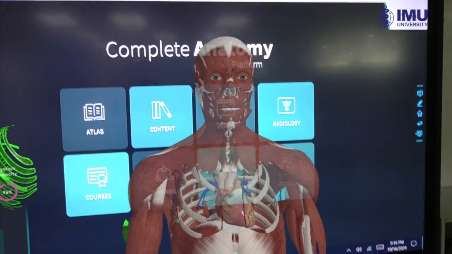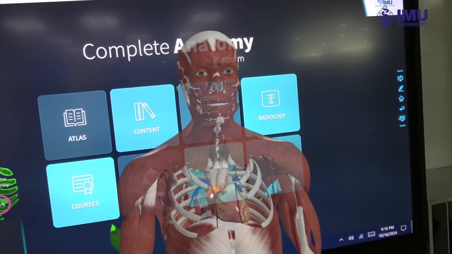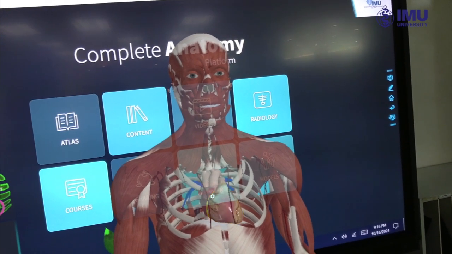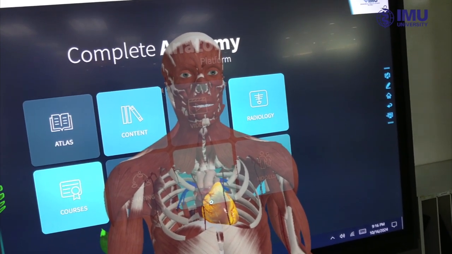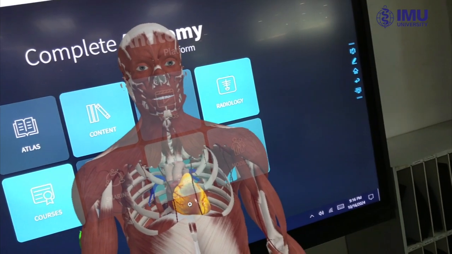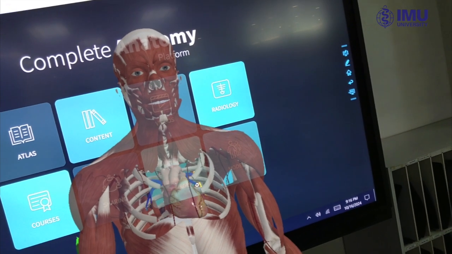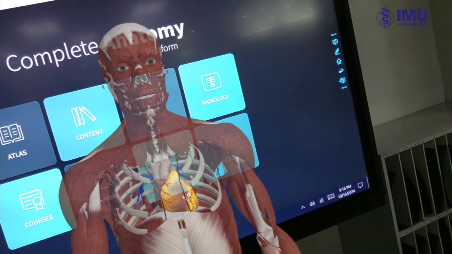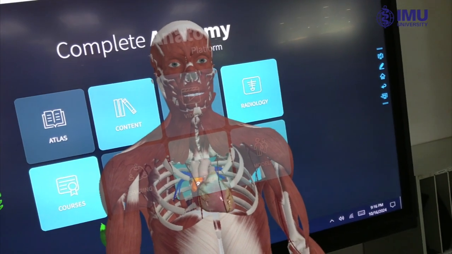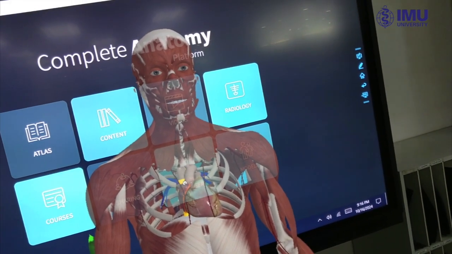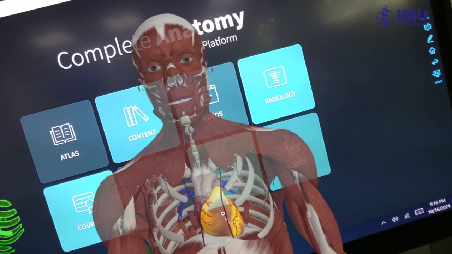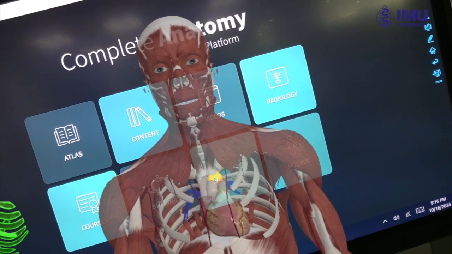You can see the right atrium, and in between the right atrium and right ventricle, the right coronary artery. Here is the right ventricle, left ventricle, and the left anterior descending artery is also seen. We can see the superior vena cava. We can see the arch of the aorta. This is the ascending aorta and arch of the aorta.